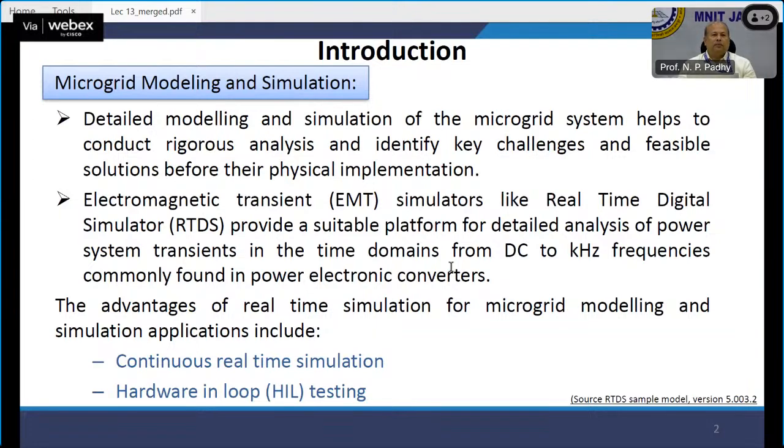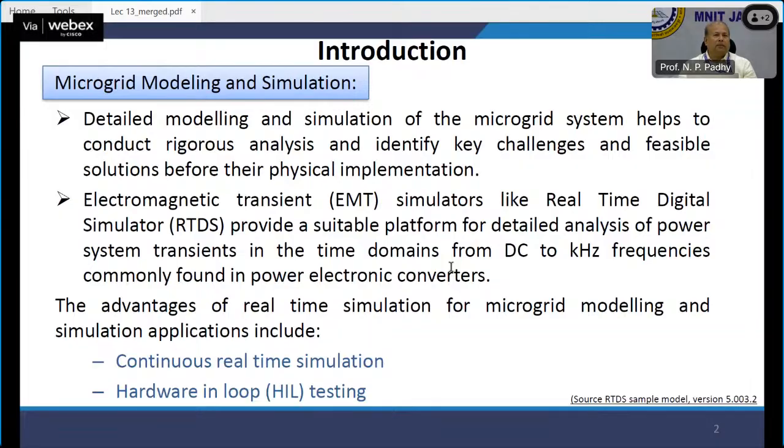So when we get into microgrid modeling and simulation, what we are talking about today, these are all fine, you studied, you experimented, but before you go for real-time implementation in the field, whatever we have learned is not enough. For lab level it is okay, but now you are getting into the field. So what things need to be done before you get into real-time deployment of an AC/DC microgrid? Detailed modeling and simulation of the microgrid system helps to conduct rigorous analysis and identify key challenges and feasible solutions before their physical implementation.